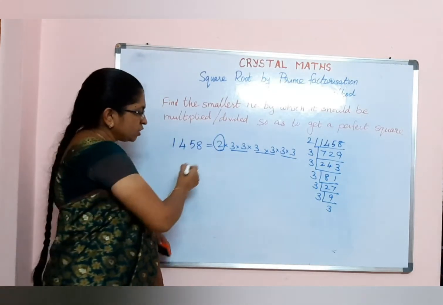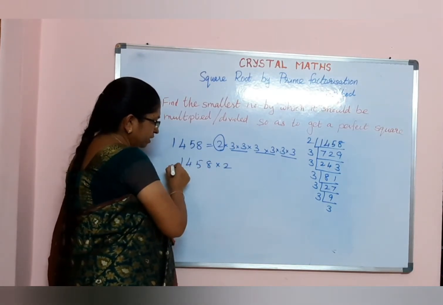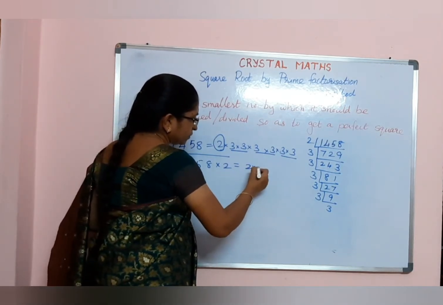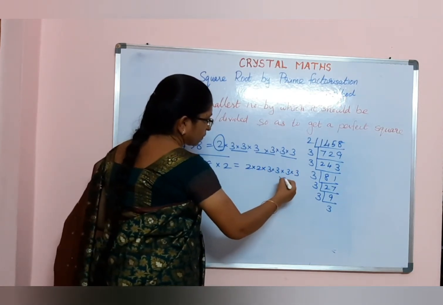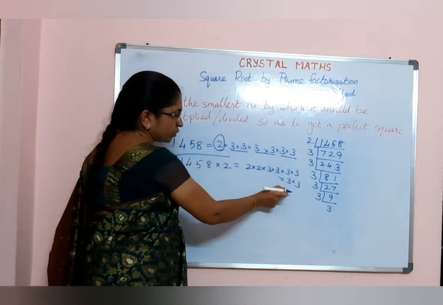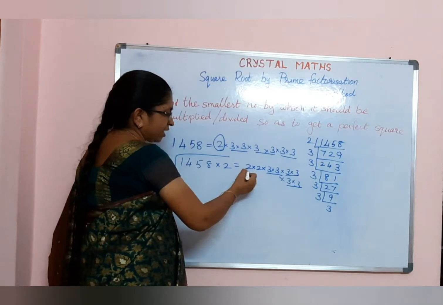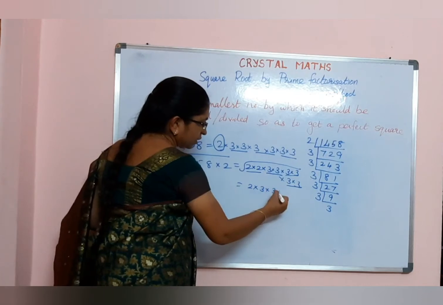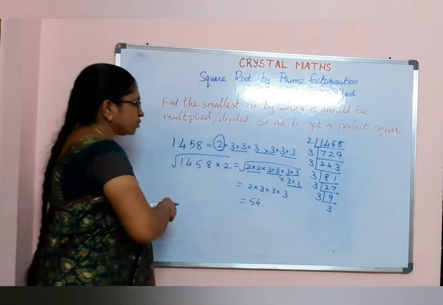So to find the perfect square, now we can multiply. First we are doing the multiplication. If you multiply, we will get one more 2 on the right side also. Now we can underline easily. To find the perfect square, underline those numbers. Then write one number from each pair: 2 into 3 into 3 into 3. So that is the answer for this one. 54 is the answer.